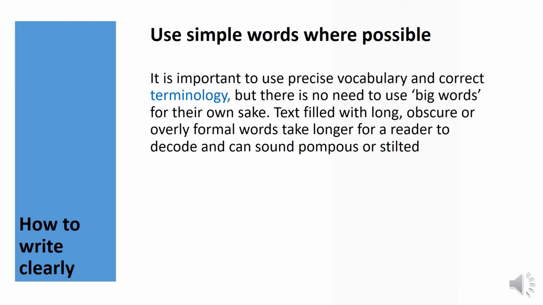There is another way to write clearly, which is by using simple words where possible. It is important to use precise vocabulary and correct terminology in your academic writing, but there is no need to use big words for their own sake. Text filled with long, obscure, or overly formal words takes longer for the reader to decode and can sound pompous or stilted.